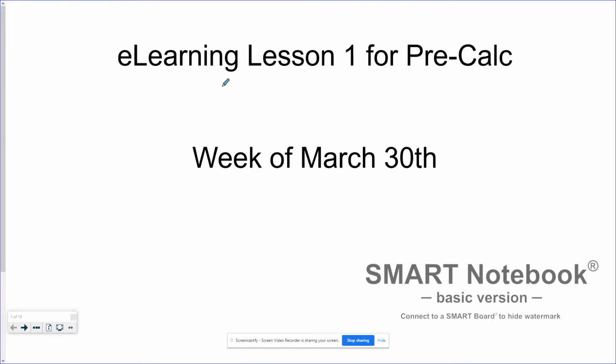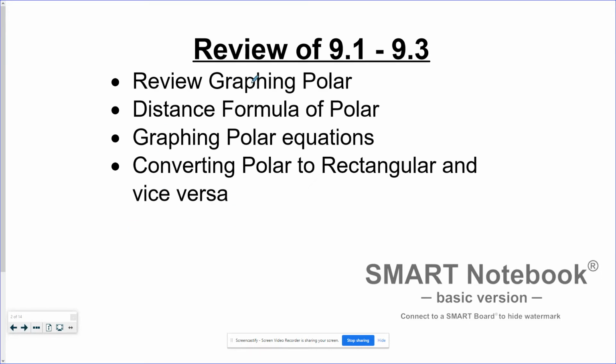All right. So as we said, we are in week 1. This is the first lesson for the week of March 30th. In this lesson, here's what we're going to be doing. We're going to be reviewing how to graph in polar. We're going to be doing the distance formula in polar. We're going to be graphing polar equations and talking about the 5 types of graphs that work in there. And then lastly, we're going to talk about how to convert polar to rectangular and then rectangular to polar.